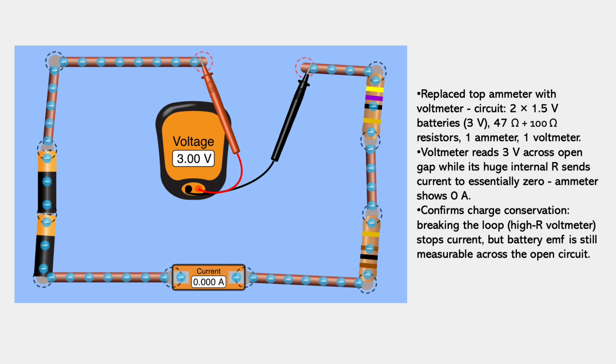Now for the voltmeter swap, I pulled out the top ammeter and dropped in a voltmeter across an open gap. Because an ideal voltmeter has enormous resistance, it breaks the circuit. The current will fall to zero, exactly what the bottom ammeter shows, but the voltmeter still sees the full battery EMF, which is 3 volts, which proves that potential differences can exist even when no charges are moving.